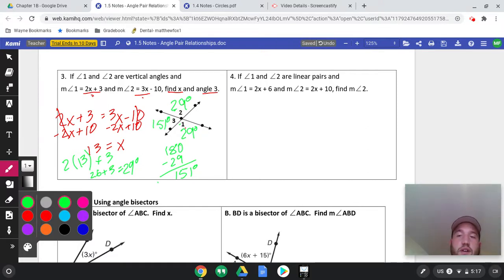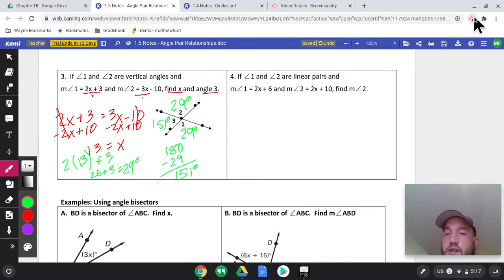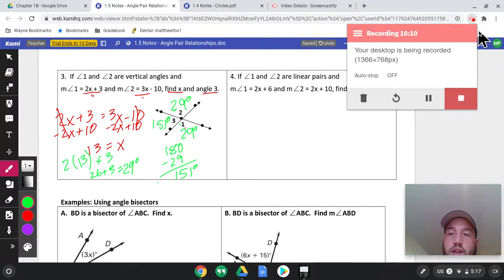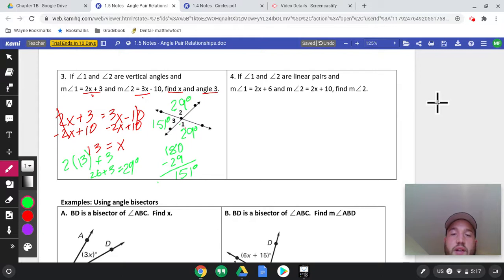Okay, our next one here. If angle 1 and angle 2 are linear pairs, okay, we know that means their picture would be something like this. They're adjacent. We know it's a straight angle. They're going to add up to 180. So if this one is 1 and this one is 2, we can add them together to equal 180.